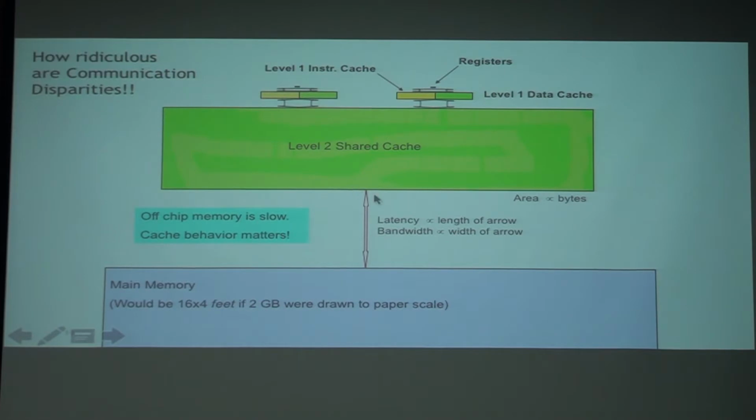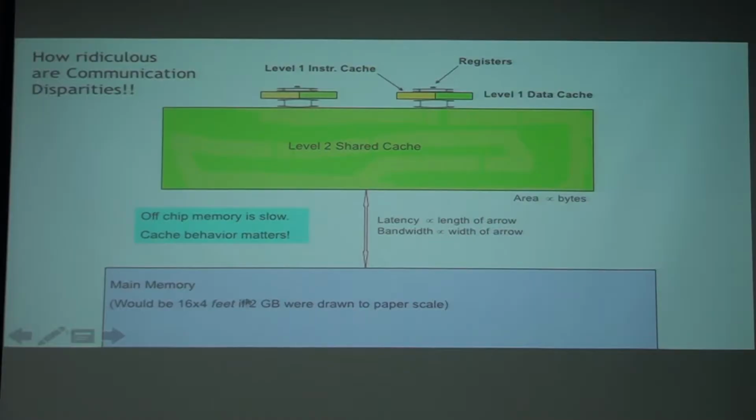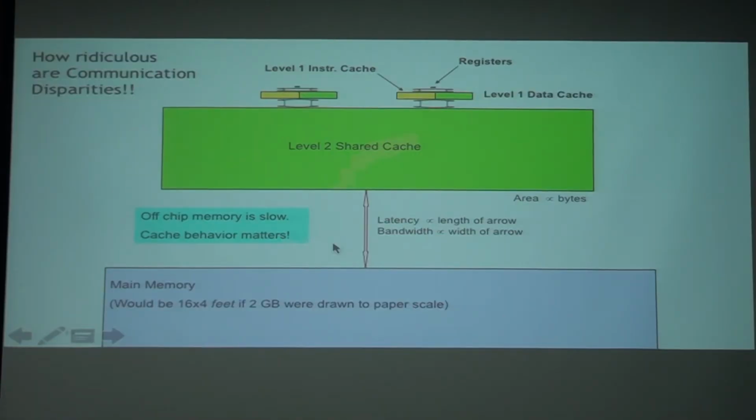Let us now assume L3. Its situation with respect to the main memory is like drinking through the tiniest straw you can get. The actual numbers will come in the next slide. The main memory size would be 16 by 4 feet for 2 GB when drawn to scale. So this diagram can be put on a humongous wall, and then you need a telescope to see the cache. This is the disparity of sizes. It reminds us that we can't communicate across L2 that easily. Communication through memory is horrendous.